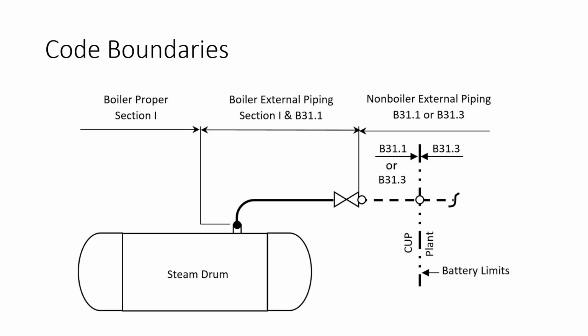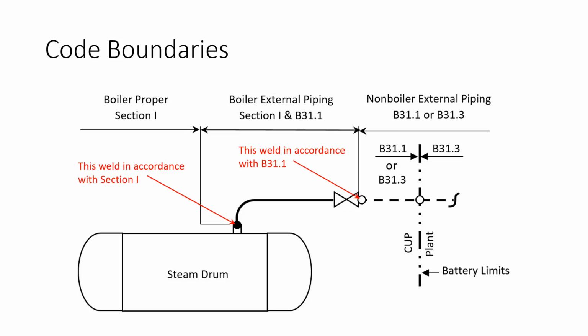This diagram graphically depicts what we just discussed. It shows a boiler inside the CUP with piping being connected to the boiler. The weld done on the boiler proper is done in accordance with Section 1. The piping from that point through the first valve is considered boiler external piping. The welds performed in connecting pipe to the valves are done in accordance with B31.1.